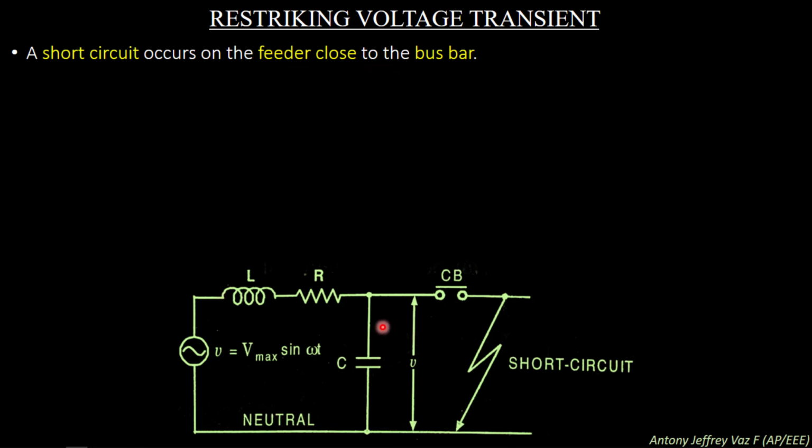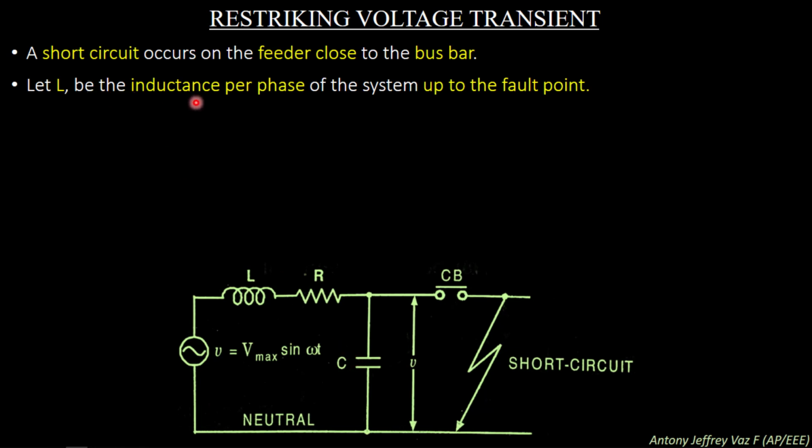This figure represents the circuit diagram of the previous line diagram. You can see the generator which is feeding the bus bar, and its voltage V equals V max sin omega t. This alternator is generating a voltage V, and this voltage is fed into the power system through the inductance and the resistance and a capacitance. After that, a circuit breaker is present. After the circuit breaker, you can see a short circuit fault occurs in a transmission line. So what are these inductance, resistance and capacitance?